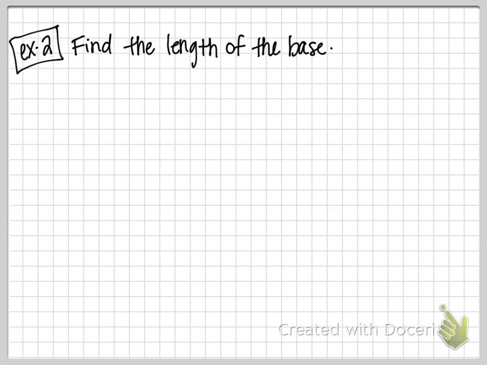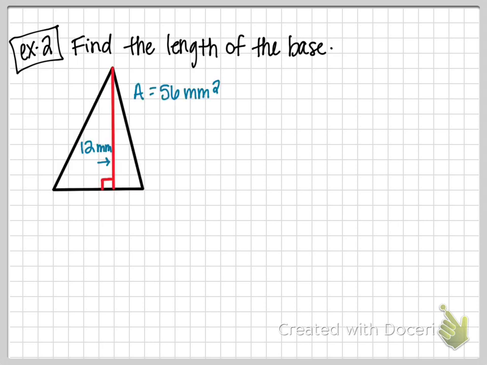Now what they're going to start to do is maybe they'll give you the area and the height, and you have to find the missing piece. So maybe you have to find the length of the base. For example, here's what we're given. The area of this triangle is 56 millimeters squared. The height is 12. We are asked to find the base. We don't know it. We need to find the base.